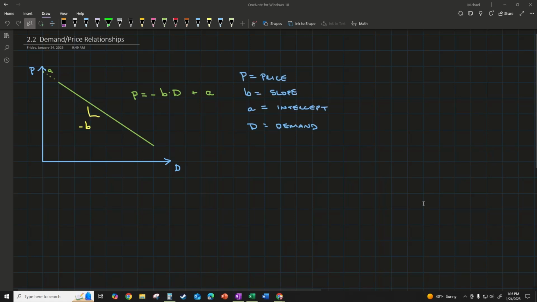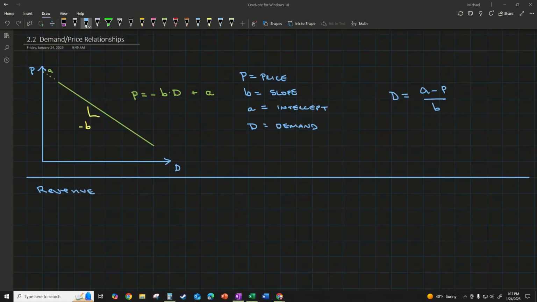Okay, so we can use a little bit of algebra and determine that our demand then equals A minus P over B, because we're going to take our demand and use it to construct a revenue equation. Our total revenue, TR, I think that's the letters that are used in the text, equals our price, P, times our demand.